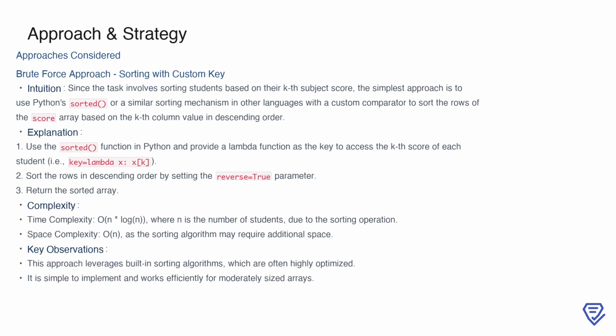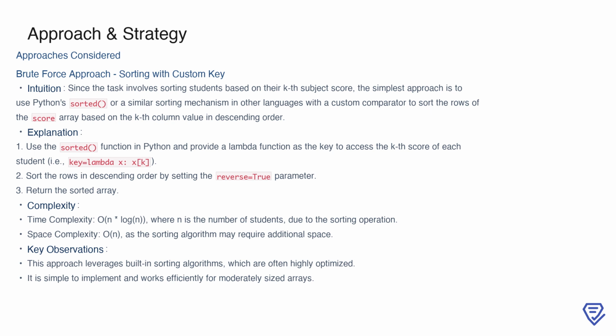To solve the problem of sorting students by their Kth score, several approaches can be considered. The simplest and most intuitive method is to use a brute force approach by leveraging Python's built-in sorted function or an equivalent in other programming languages. The idea here is to sort the rows of the score array based on the Kth column value in descending order. This can be achieved by passing a custom lambda function to the key parameter of sorted, which extracts the Kth score for comparison. Additionally, setting the reverse parameter to true ensures the sorting is done in descending order.